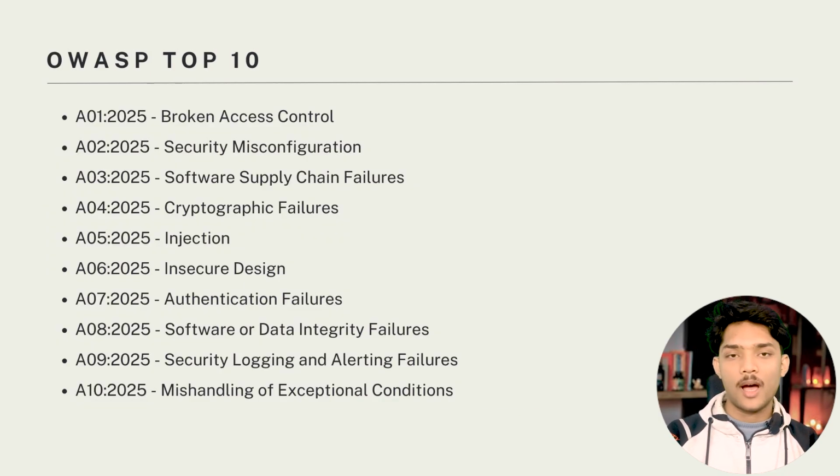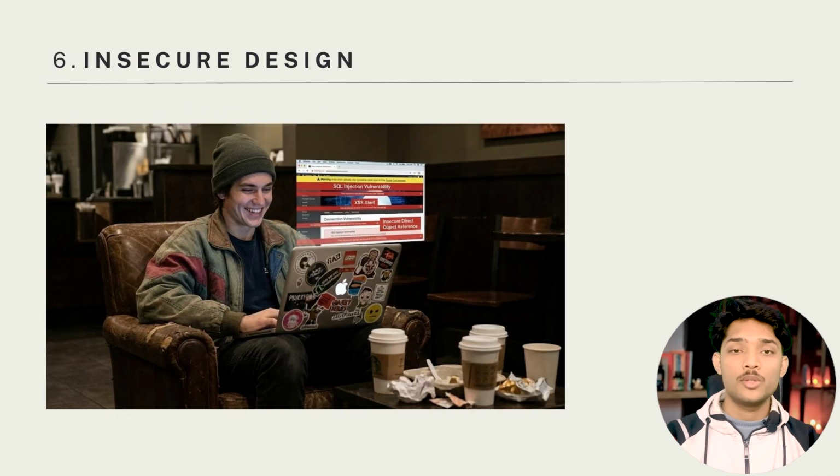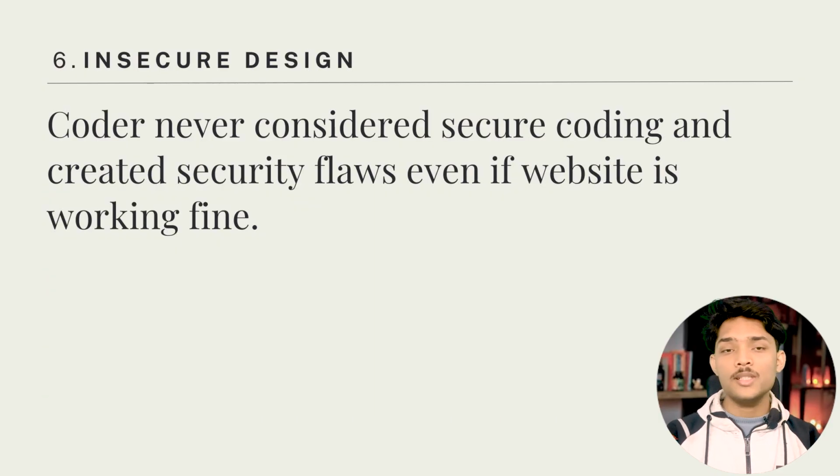Now sixth, we have insecure design. What this means is, the coder was simply using ChatGPT to generate code and scamming the organization. I'm not kidding, this is actually happening in today's world. People are doing vibe coding and this is creating insecure design, because when you code with AI and you don't know anything about security, and security isn't even on your mind while designing the website, you completely ignore it, and this will eventually create many security flaws in your application.